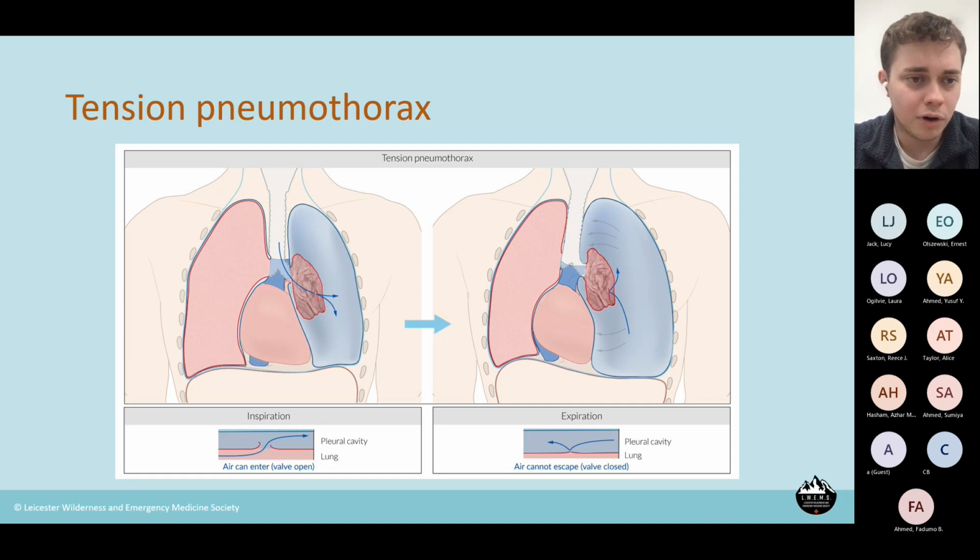And then overall, their respiratory function is going to decrease. The compression on the venous return to the heart is also a problem, and as a result, cardiac output falls. So if they're not already in cardiac arrest, anyone with a suspected tension pneumothorax is automatically considered peri-arrest. It's very serious.